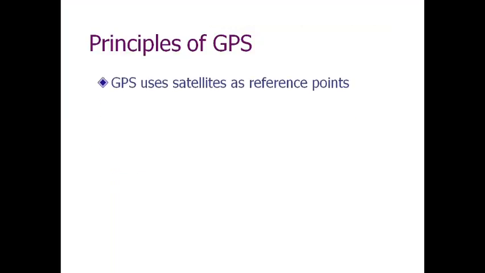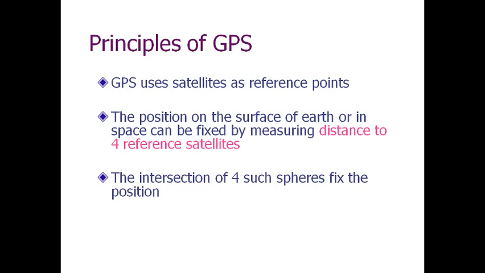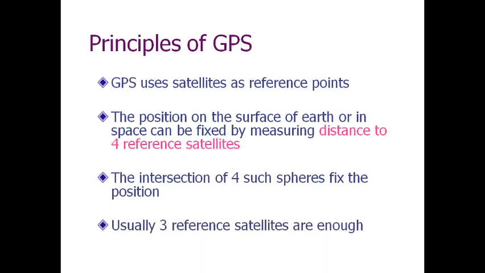GPS uses satellites as reference points. The position on the surface of the earth or in space can be fixed by measuring distance to 4 reference satellites. The intersection of 4 spheres fixes the position. These are all theoretical things. But usually 3 reference satellites are enough because one of the points can be eliminated for obvious reasons. So you know your position with respect to satellites.